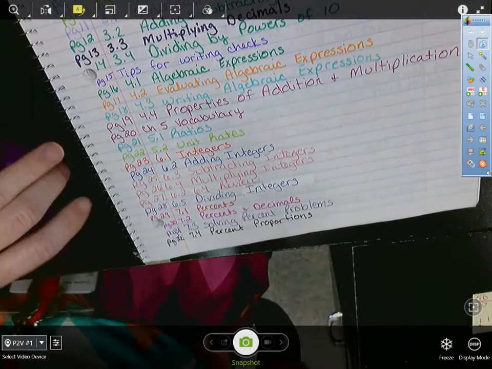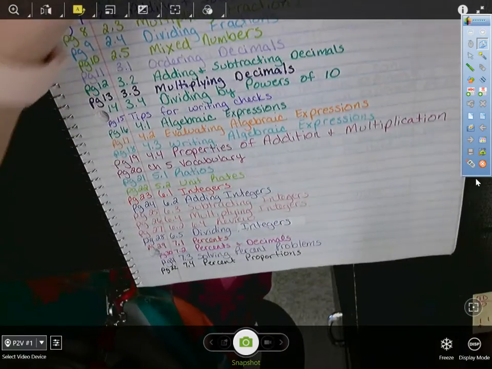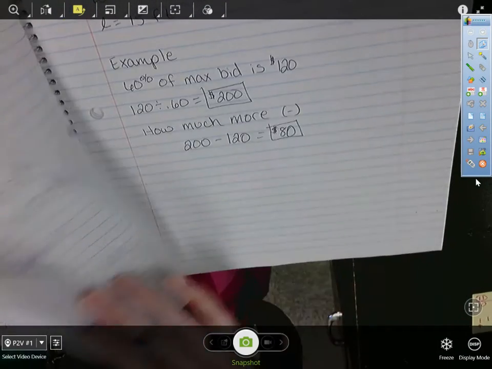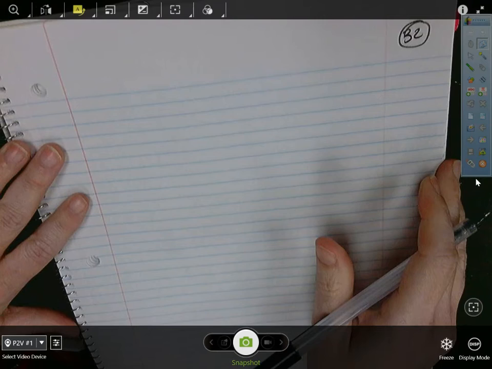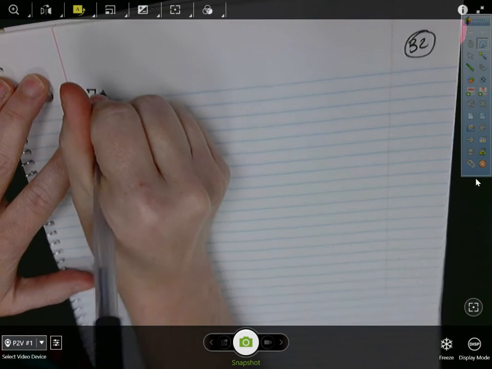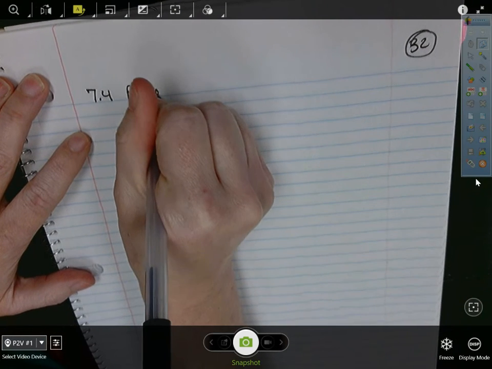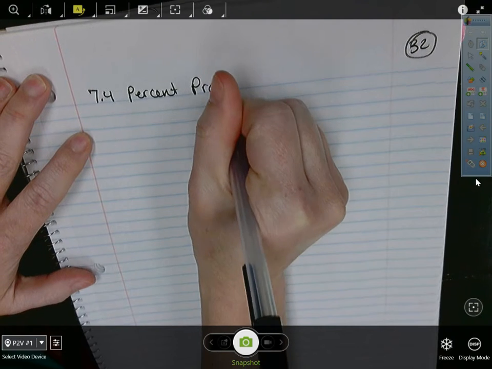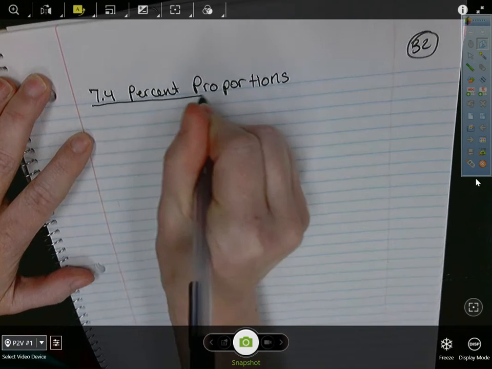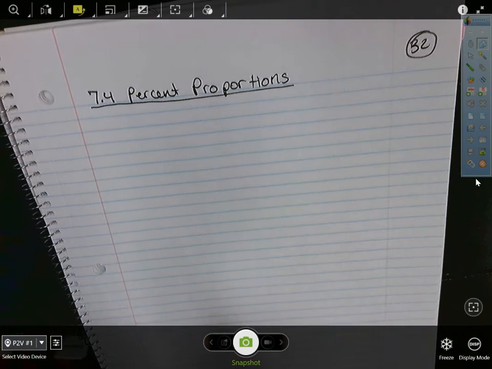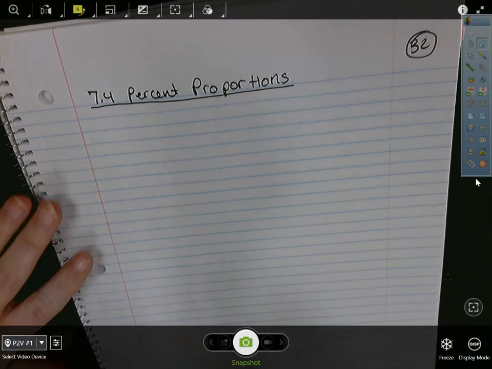All right, so let's turn in our books to page 32. Put your 32 in the top right-hand corner and title it 7.4% proportions. Okay. Also, you want to make sure that I can read your writing and that you can read your writing, so that way you will be able to use your notes on your assignment.